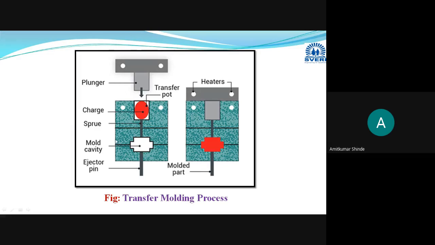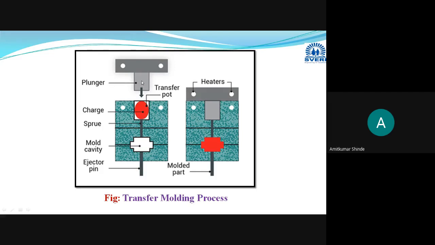I will explain the stages. In the first stage, the preheated charge, or you can say preheated raw material, with the preheating temperature in the range of 150 to 175 degrees Celsius, is taken in this transfer pot or shooting cylinder. This is our first stage.